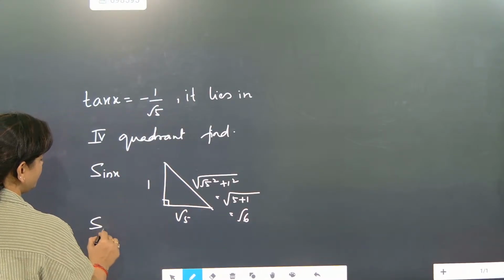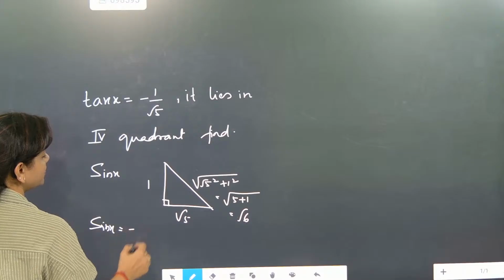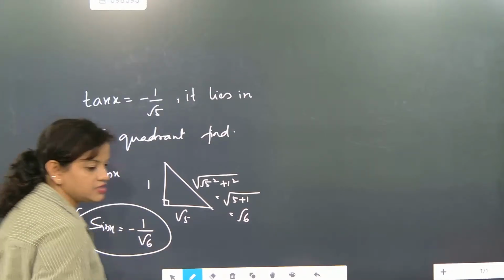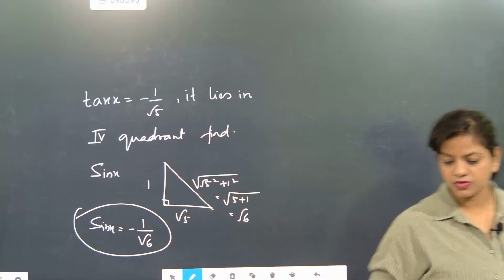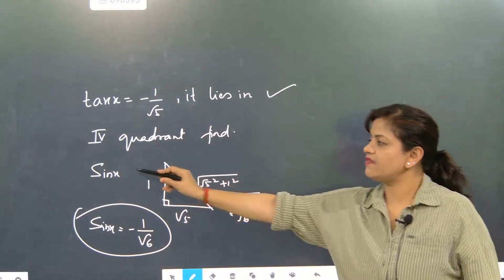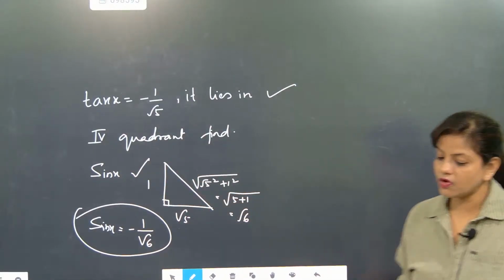So what will the sin x value be? The sin x value will be minus 1 by root 6. So directly, you will be able to solve this type of question. Here this is for the fourth quadrant. In the fourth quadrant, the sin value is negative.